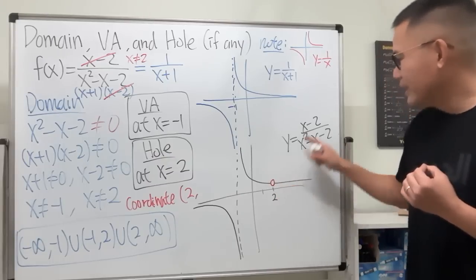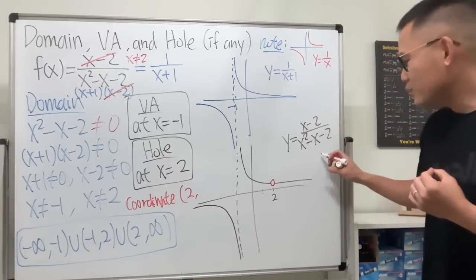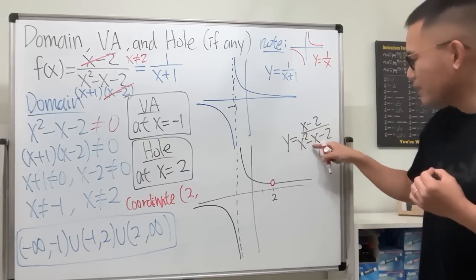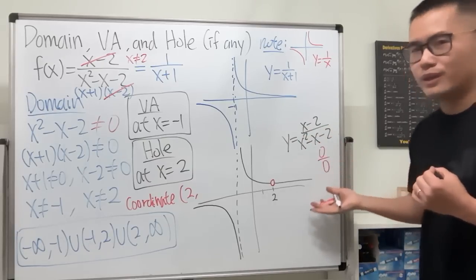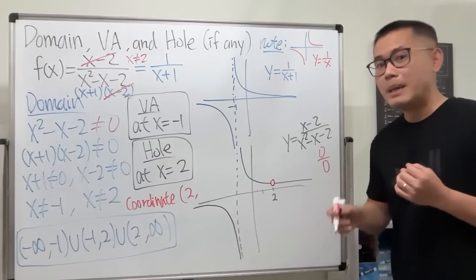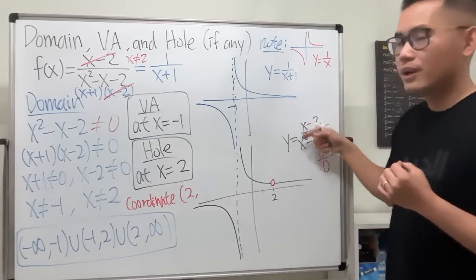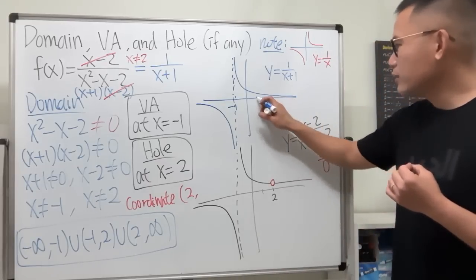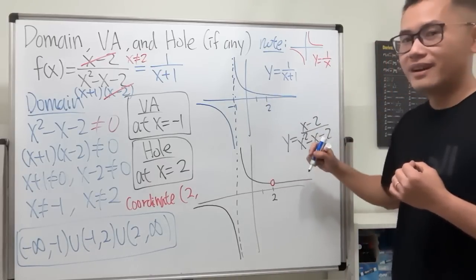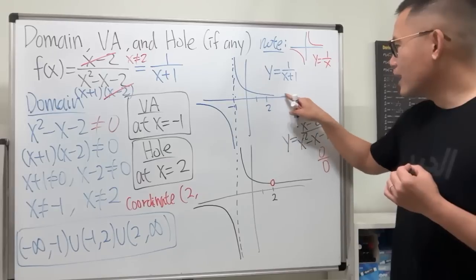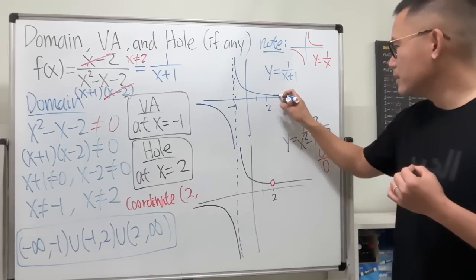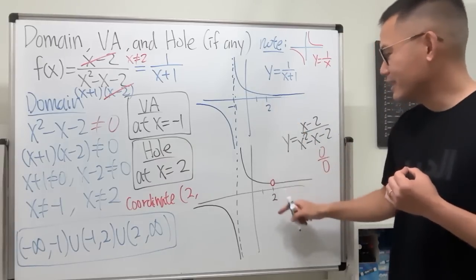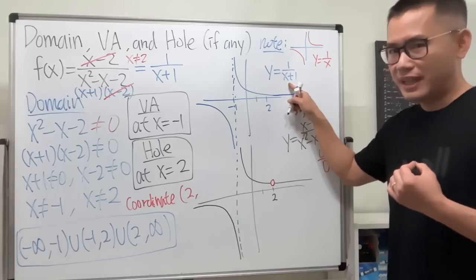If I plug in 2 into the original right here, guess what? I get 0 on top, and then plugging in 2 on the bottom is 2 squared minus 2 minus 2. We get 0 over 0. No good. But guess what? Remember, as I told you, they were pretty much equal. So why don't we try to plug in 2 into here? Because remember the graph, let me actually change it a little bit and make it similar. The graphs are almost the same except for this point. I can plug in the 2 in here nicely.